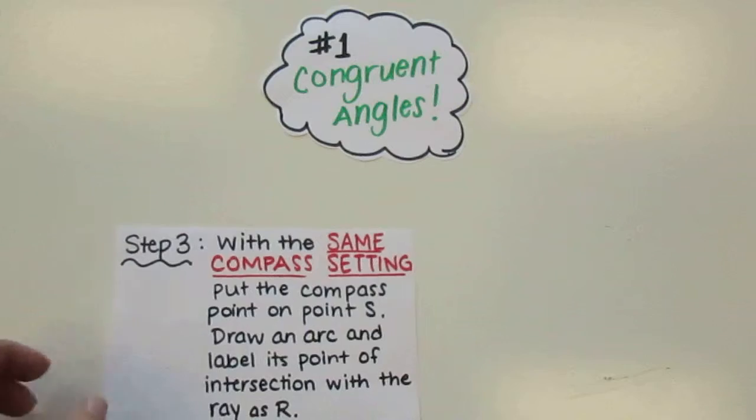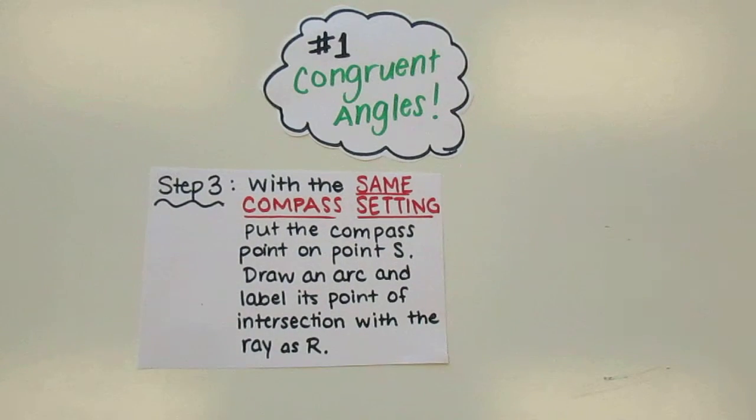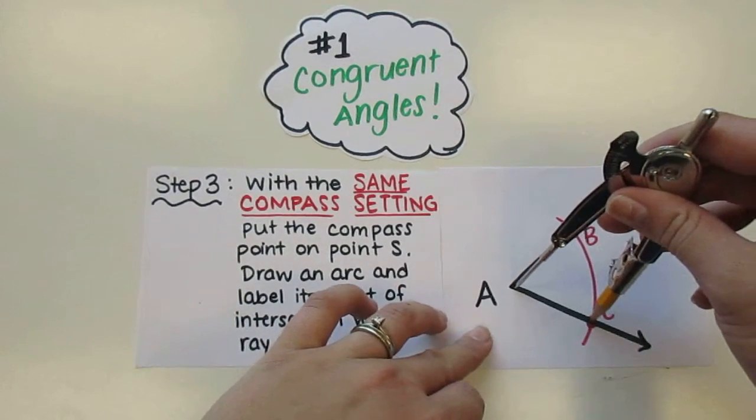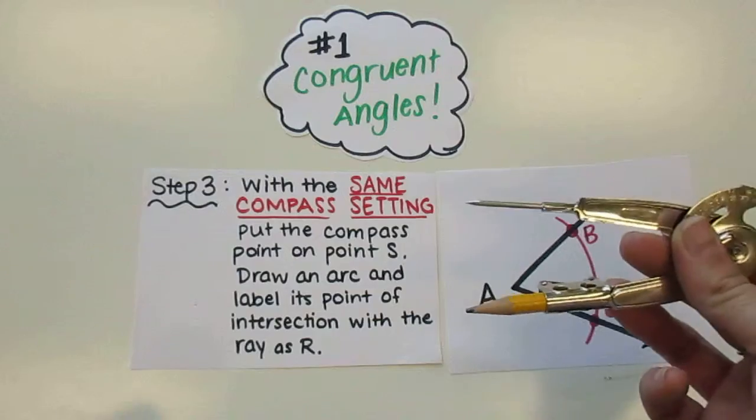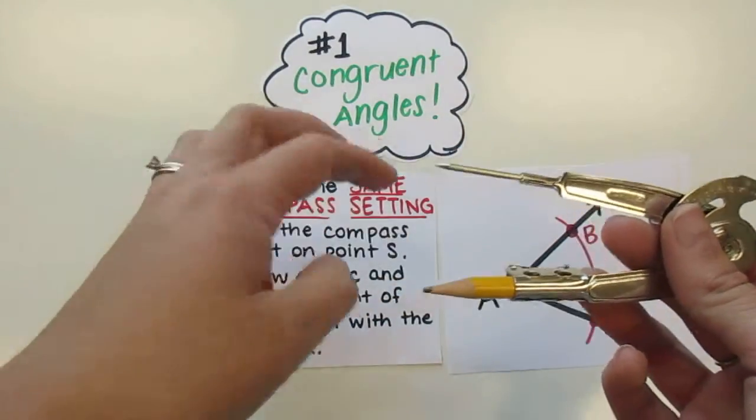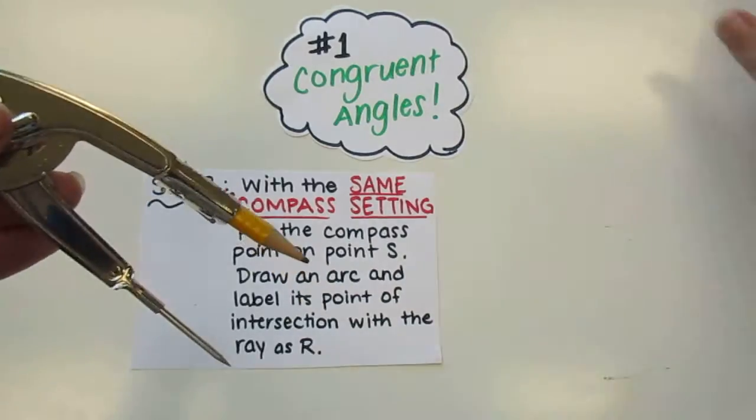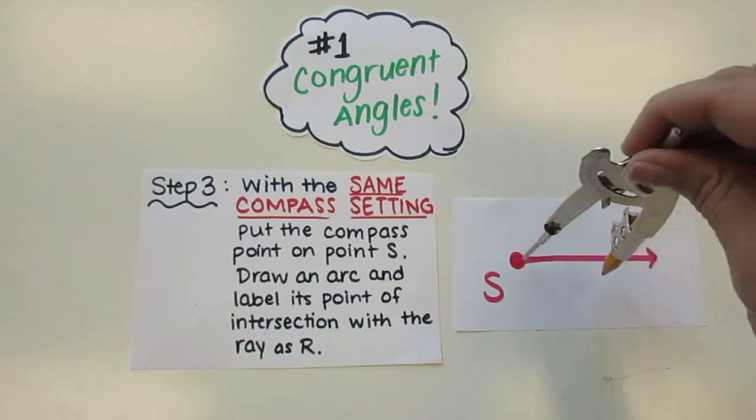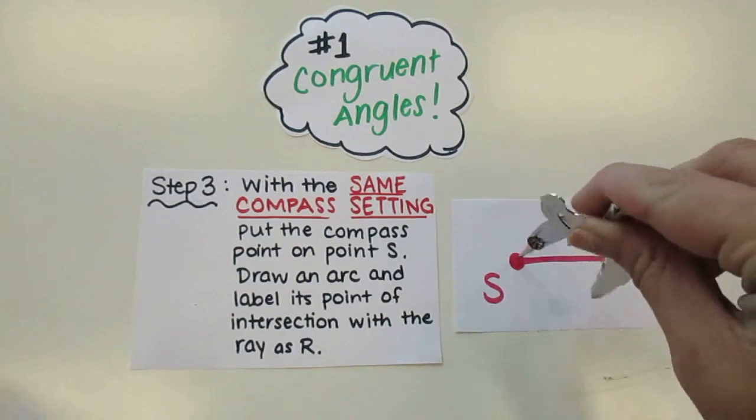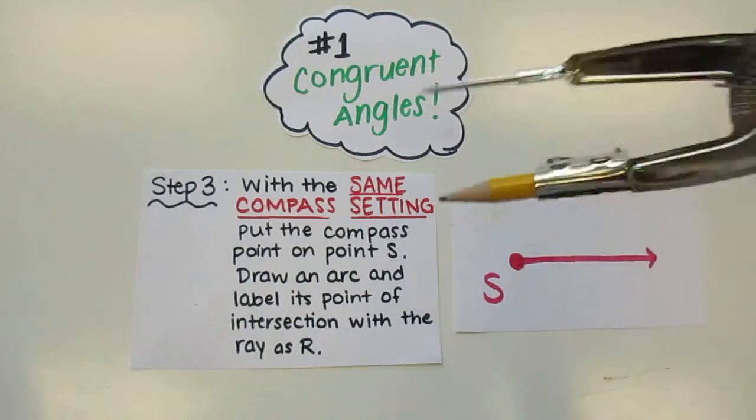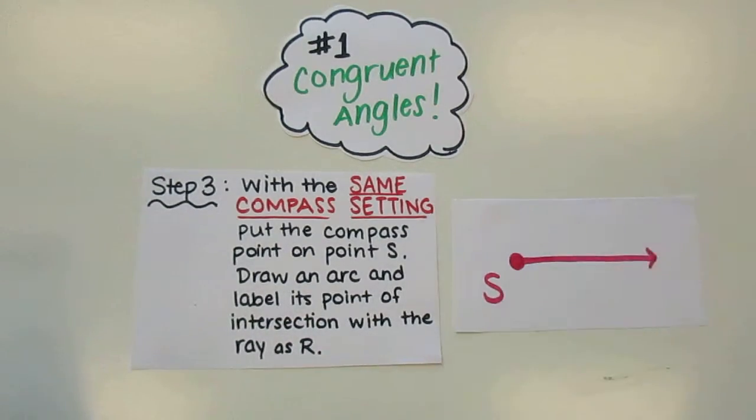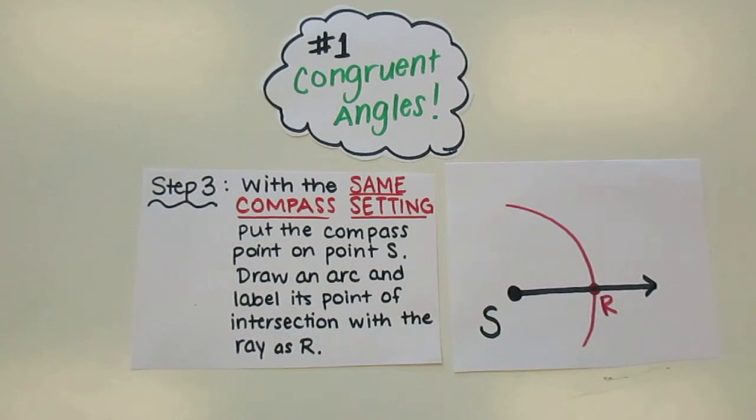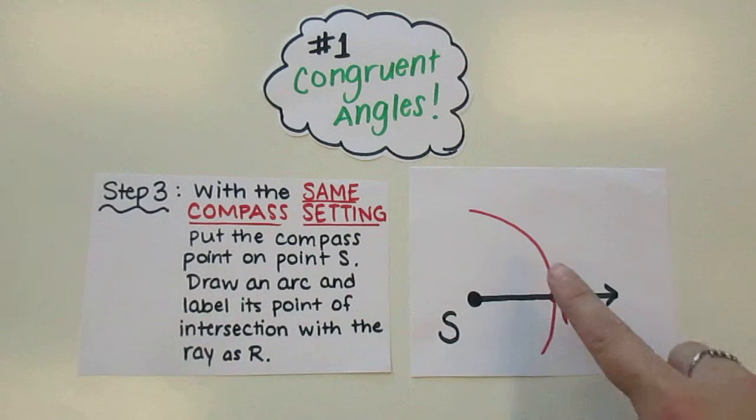So now step 3, with the same compass setting. So looking back at my angle A, I have where I have the point and where that intersects. This is the compass setting. I am not going to open and close this any more than it is. But I'm going to come back to my ray, and I'm going to put the compass point on point S. I'm going to draw an arc, however big I want to make it, but I have the same compass setting as I did when I did the arc on my angle. And I'm going to label that intersection point R. So here's my new ray with the arc that I just drew.